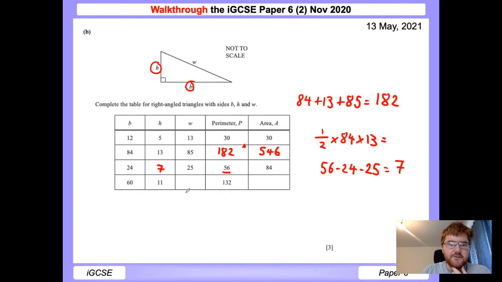And I would do the same trick here as well. So the perimeter is 132. How do I work out W? Well, the way I would do that is just do 132 minus 60 minus 11.